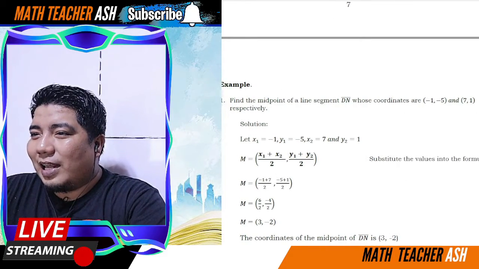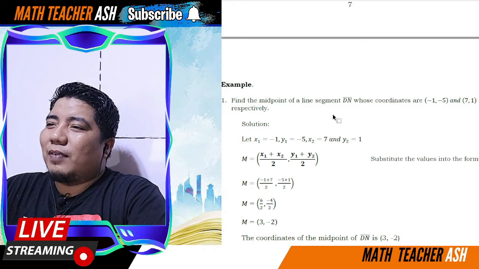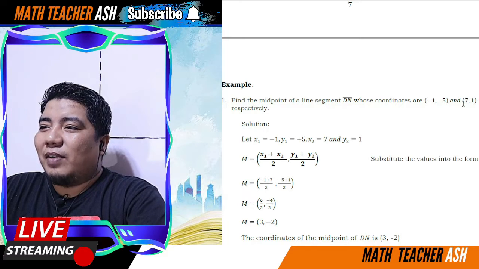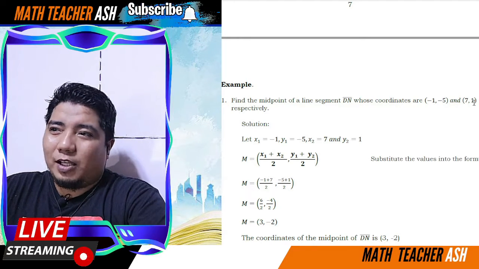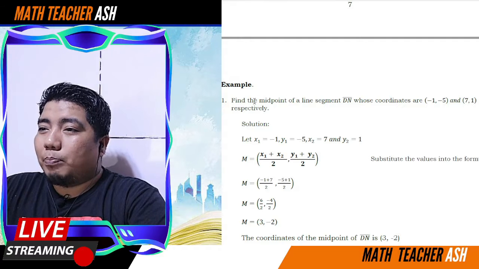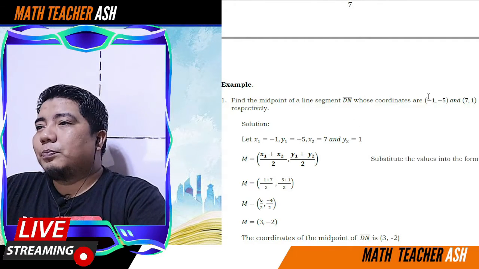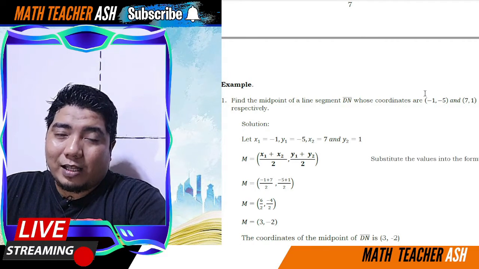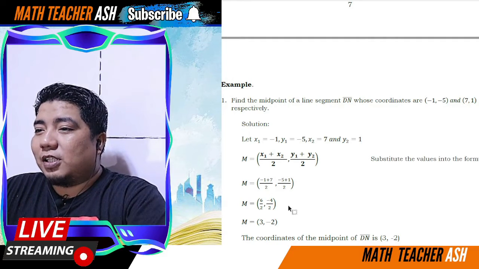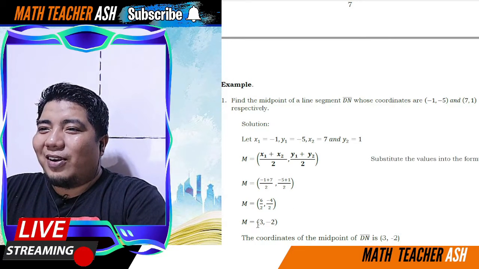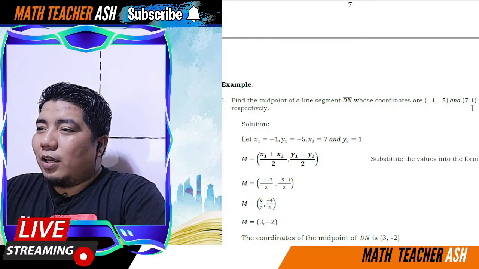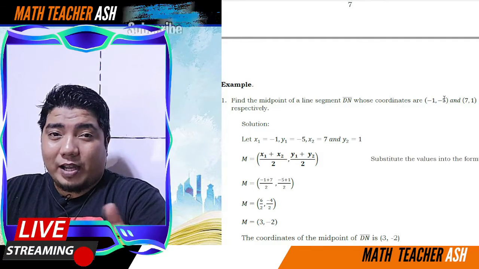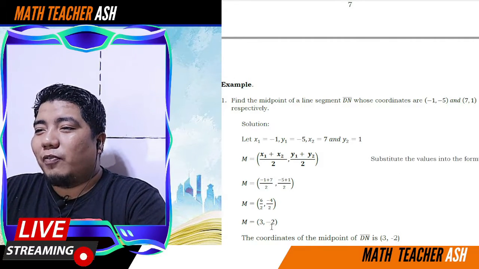Alright, so we have here the example. Find the midpoint of a line segment DN whose coordinates are -1, -5, and 7, +1 respectively. So again, to get the coordinates of the midpoint, we just add the two x's. So that is 7 plus -1, that is +6, divided by 2, that is +3. And then for our y, we just add 1 plus -5, and that is -4 divided by 2, and that is -2.